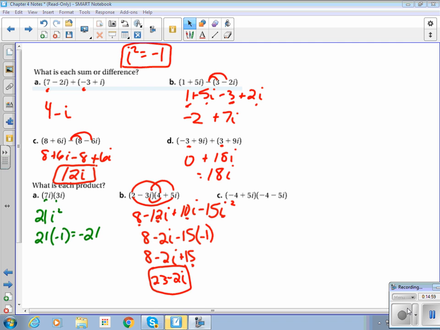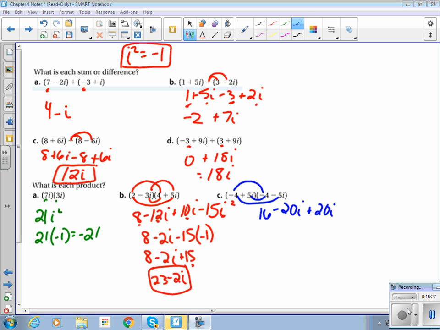Let's try that one more time with negative 4 plus 5i times negative 4 minus 5i and see what happens. Negative 4 times negative 4 is positive 16. 5i times negative 4 is negative 20i. Negative 4 times negative 5i is positive 20i.